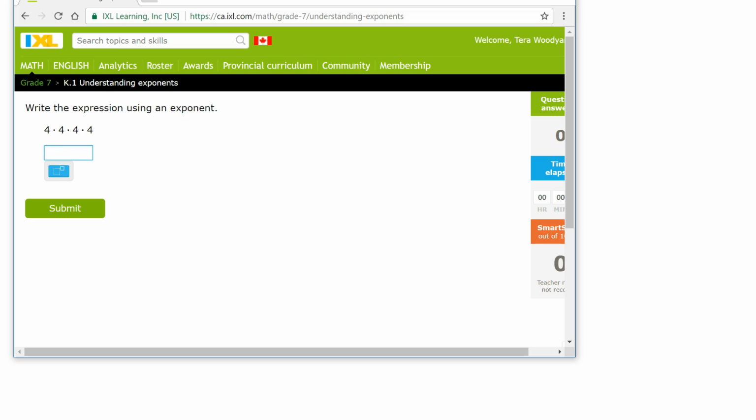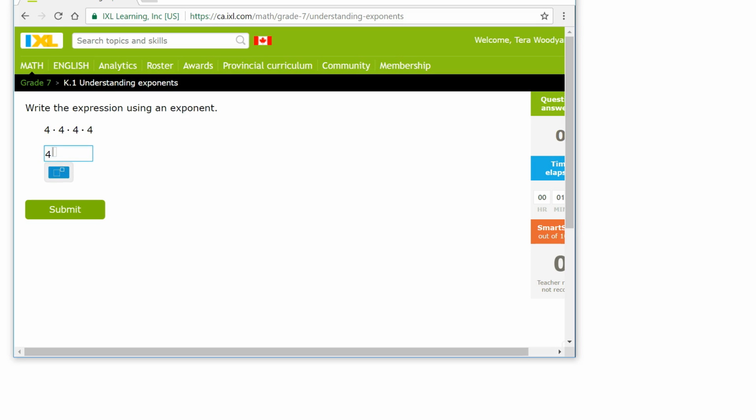This one I wanted to make just so that you can get to know the new things that are popping up in this unit. Now you're going to see this. You're going to be seeing this exponent button a lot. So let me just do this question. Write this expression using an exponent. So I know that my base is 4, because that's the thing that's being repeated, 4 times.